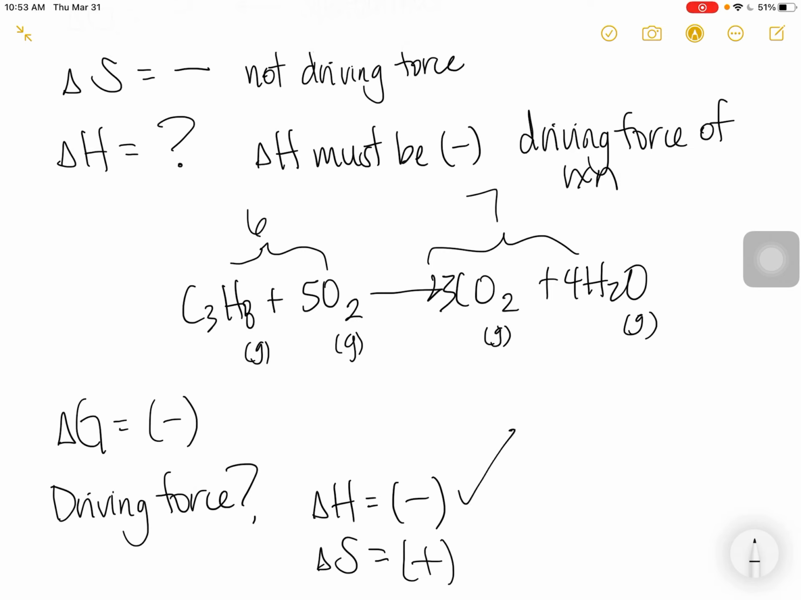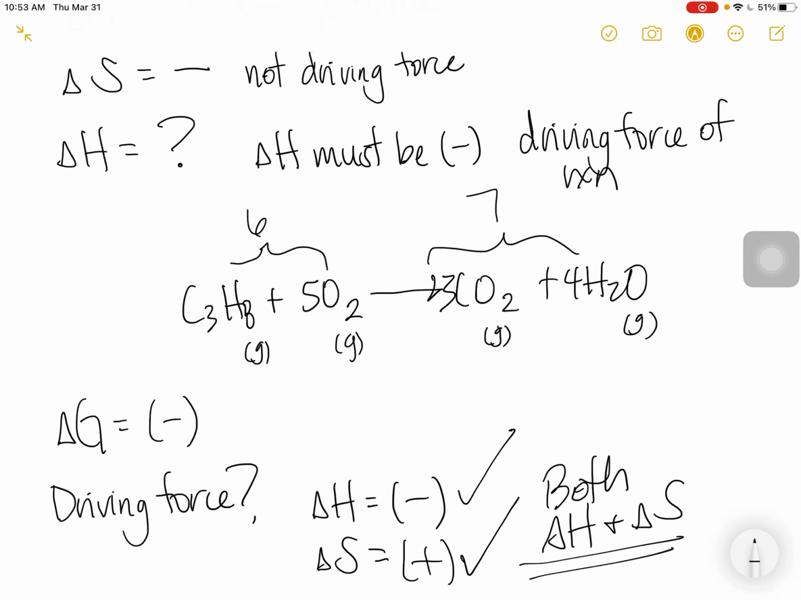Okay, so delta H is negative. Hey, that's the one that pushes it toward being spontaneous. Enthalpy is the driving force. But guess what? Delta S is positive, which means entropy is also the driving force. Who's the driving force? Both delta H and delta S. This is a very big topic, and the AP exam loves to ask you, well, which quantity is the driving force in this reaction? Is it enthalpy driven or is it entropy driven? And that's how you have to think about it.